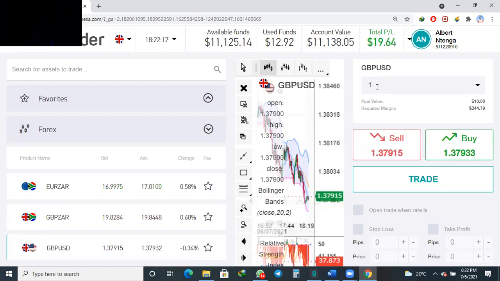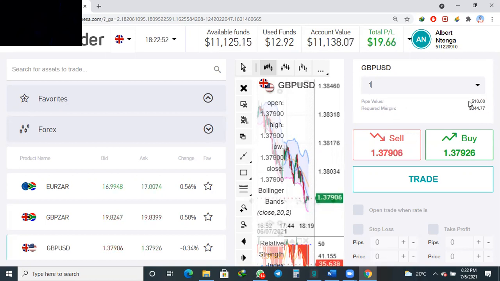So I've said we are doing an account value of $100, and then I've placed my lot size to be 1. Lot size is the amount you want to trade of that particular asset. After you've placed your lot size, the next thing you consider is the required margin. Here you can see it is $344.77, and the pip value is $10.